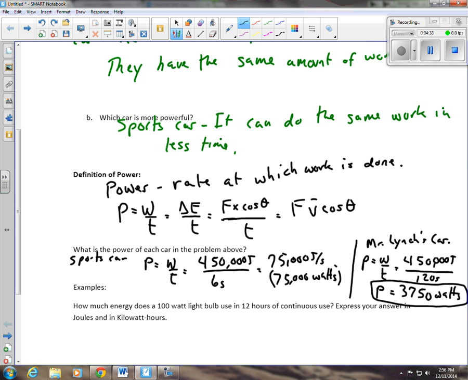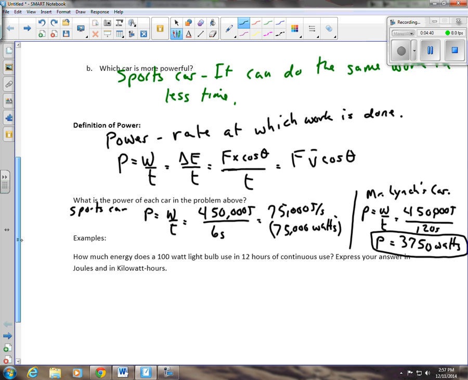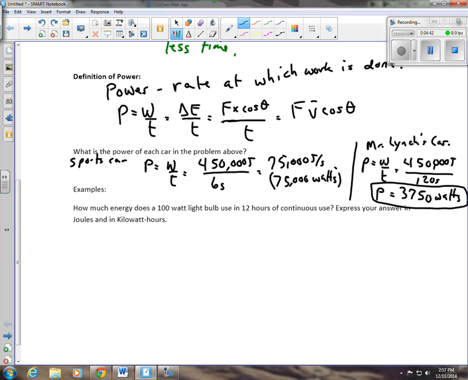Now, we've got a couple of example problems here. How much energy does a 100-watt light bulb use in 12 hours of continuous use? Express it in joules and kilowatt hours. The reason I'm doing that is that sometimes you see kilowatt hours; it's how the power company charges you for energy. So I want to do an example of that as well. If I want to do it in watts, I have to remember a watt is a joule per second.